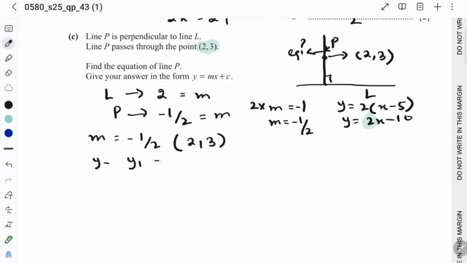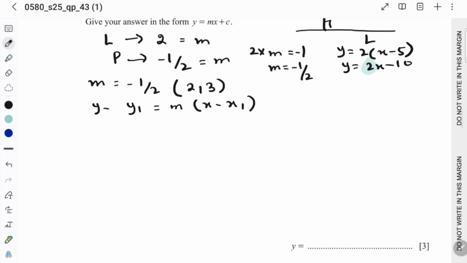y minus y1 equals m times x minus x1. You can also do it by y is equal to mx plus c if you want. So y minus y1, our y1 is 3, equals m, which is minus half, times x minus x1, and your x1 is 2. We are just substituting, and now simplify the equation. Now listen, the 2 is multiplying with y minus 3.